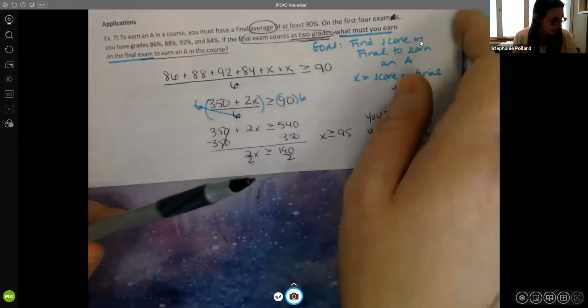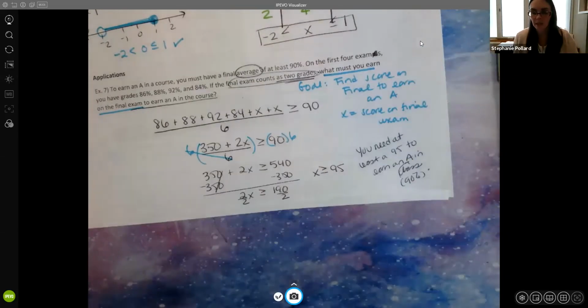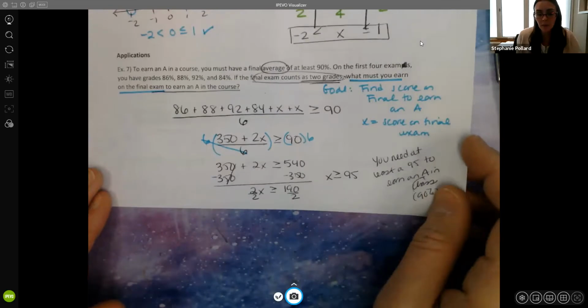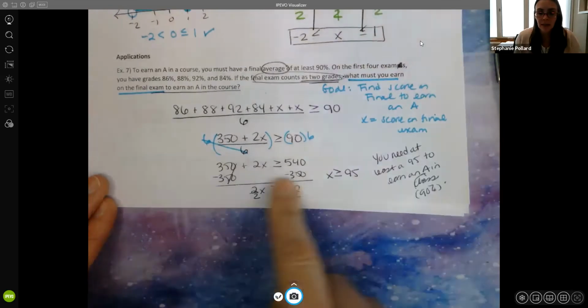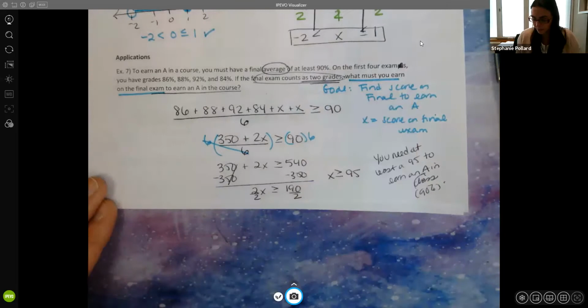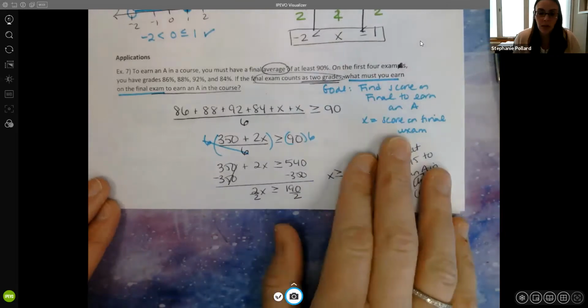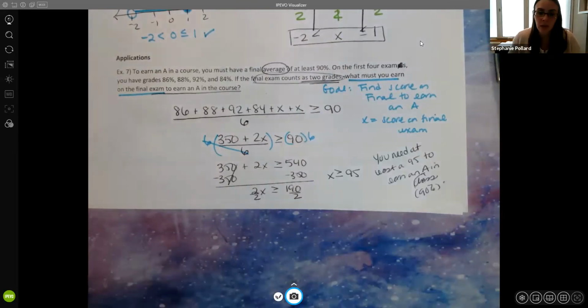So just a nice little application there to wrap up and tie in what we did in the last couple lectures too. We can apply all of those techniques and strategies that we use with equations to inequalities, as well as a ton of applications with inequalities too.